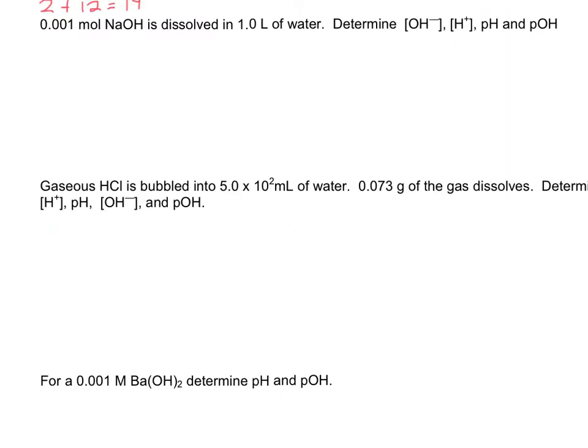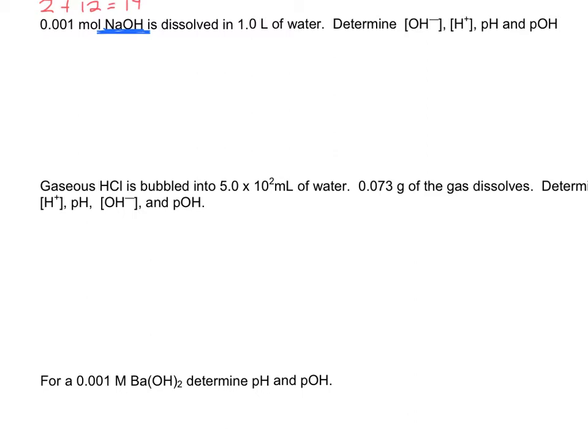So let's do a couple of problems. First one says 0.001 moles of NaOH is dissolved in 1.0 liters of water. We want to determine the OH minus concentration, the H plus concentration, the pH, and the pOH. So first thing you want to do is determine whether your acid or base is strong or weak. So NaOH is a strong base.